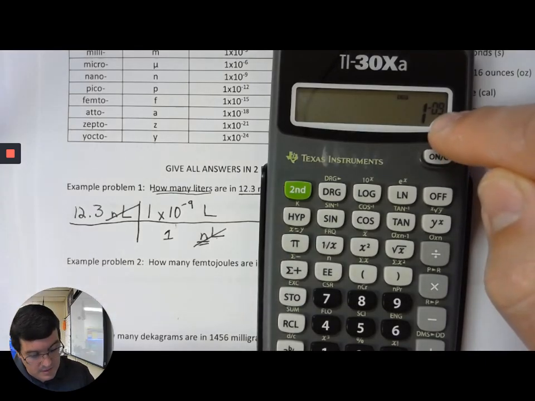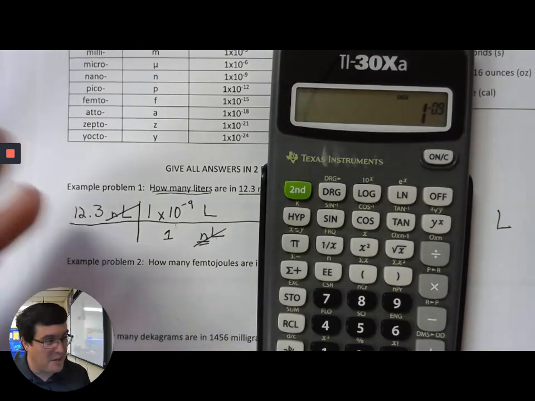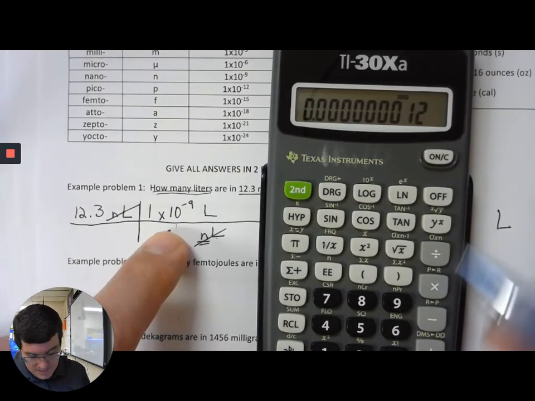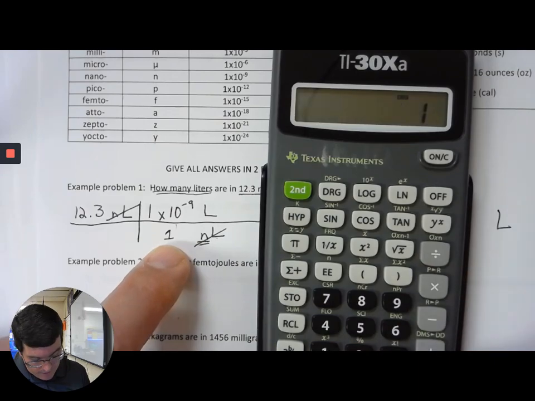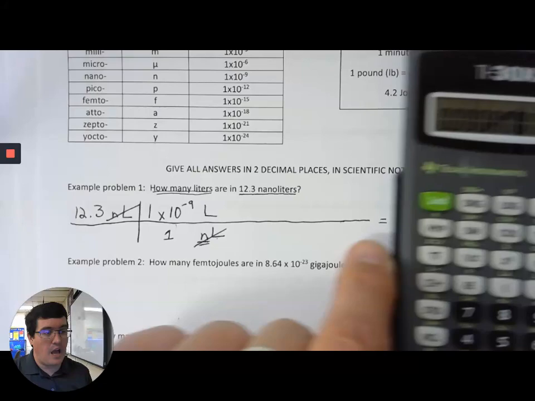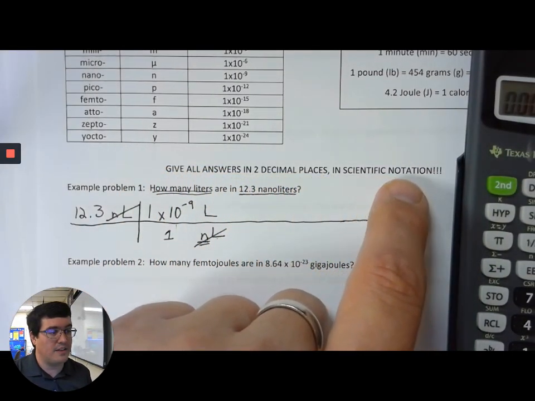Some calculators have a little tiny 10 times 10 to the on their calculators. Those calculators are really neat. Then don't forget, so that was times, and then we divide by 1 equals this number right here. Notice our instructions say we have to give all answers in 2 decimal places in scientific notation.